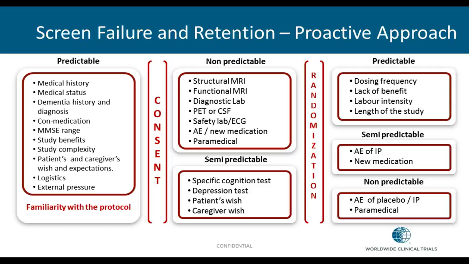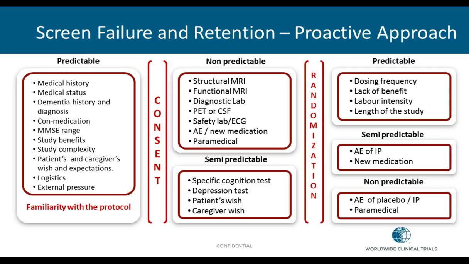After consent, there are unfortunately some non-predictable reasons for screen failures, like structural MRI, if we haven't done this before, functional MRI, diagnostic laboratory, PET scan, or CSF sampling. Unfortunately, at the moment, there is no way to reduce screen failures from this group. But in the semi-predictable group, we can find some cognition tests, depression tests, patient's wish, and caregiver wish.